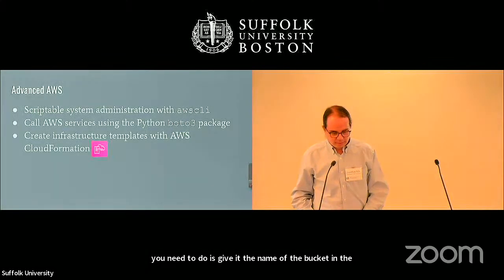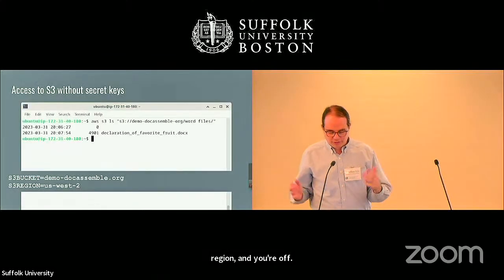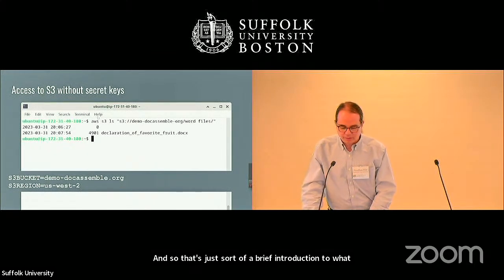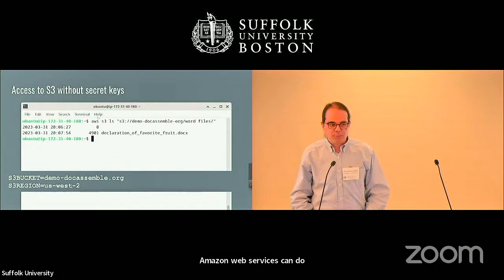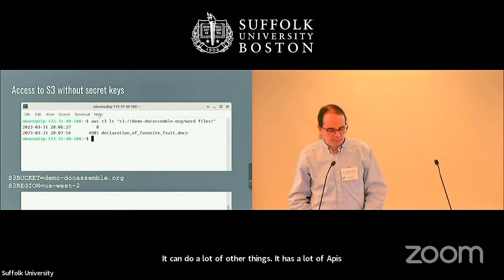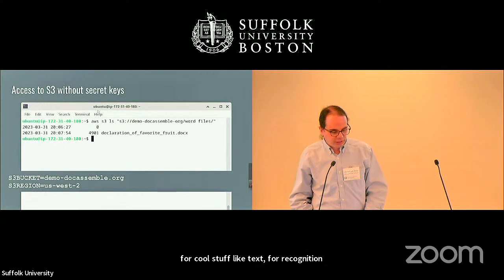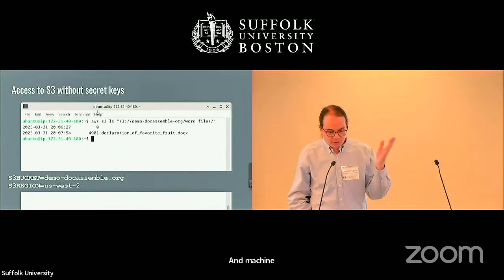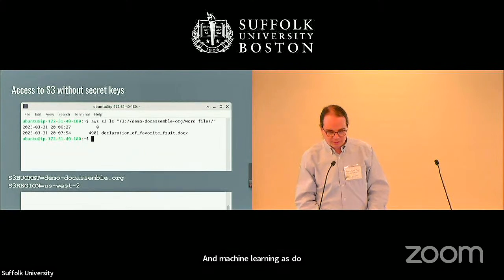And so that's just a brief introduction to what Amazon Web Services can do. It can do a lot of other things. It has a lot of APIs for cool stuff like text recognition and machine learning, as do Google and all the other companies.